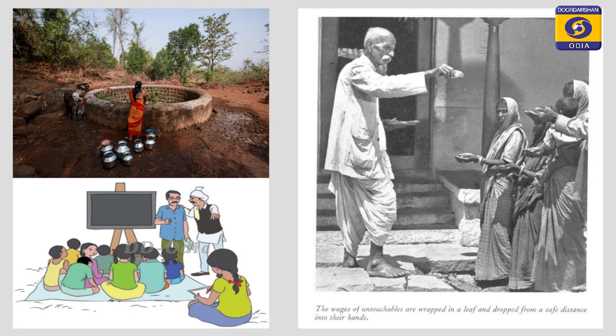The first picture shows a village well in Gujarat, and the lady is a Dalit lady fetching water from this well. This is an example of social segregation, because that well is a Dalit well, meant to be used by the Dalit people of Gujarat.